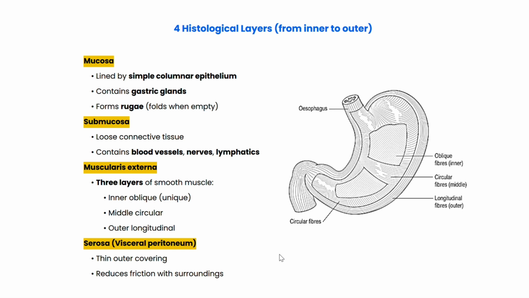Now, serosa. The outermost layer is a thin serous membrane, part of the visceral peritoneum. It reduces friction between the stomach and surrounding organs. These layered structures allow the stomach to expand, mix, secrete, and propel the food, all while protecting itself from its own acid.